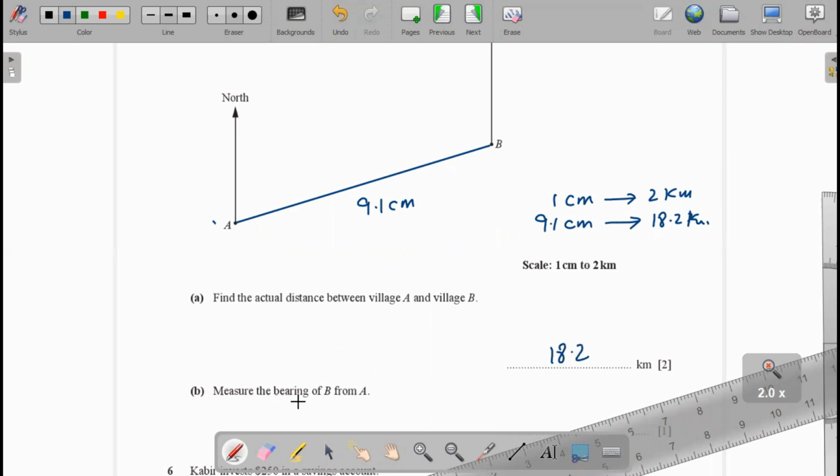Now measure the bearing of B from A. This is the angle from the north at A towards B in clockwise direction, and you can measure this angle by a protractor. I have a digital protractor.